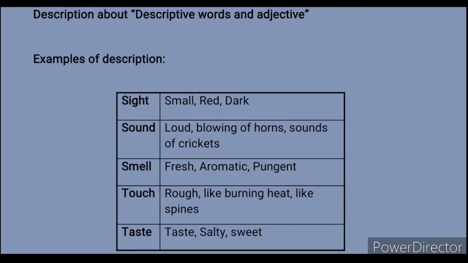These are examples of descriptive words and adjectives. With adjectives, the writer creates a picture in the reader's mind. The purpose of the description is to create a more vivid or clear picture of a person, thing, or place. To make the description vivid, it must appeal to the senses of sight, hearing, smell, touch, and taste.